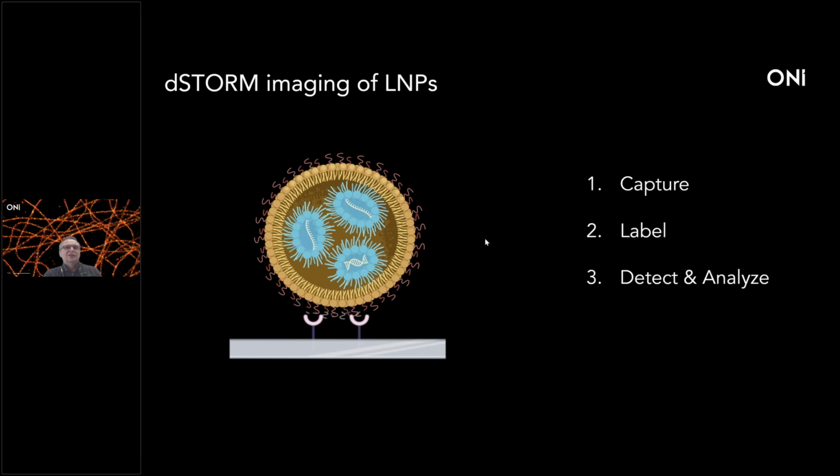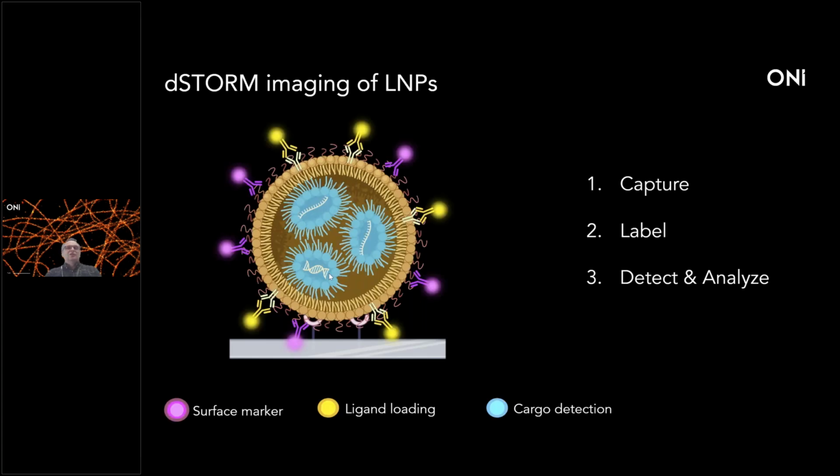So there are three steps you need to follow to prepare your lipid nanoparticles for dSTORM or single molecule localization microscopy imaging: first to capture them, then you need to label them, and then you detect them and analyze them. As I already mentioned, the first step is capture. After capturing your lipid nanoparticles, you move to the second step, performing some labeling. What are the options we have here? There are a few options. First, we would like to label the surface marker. Labeling the surface of lipid nanoparticles will give you information about their morphology and sizing.